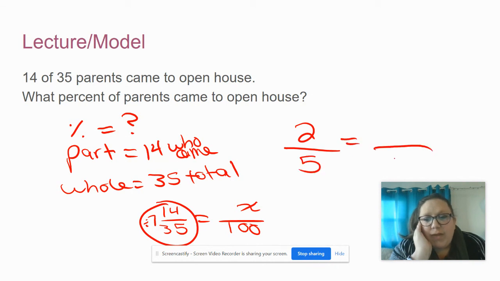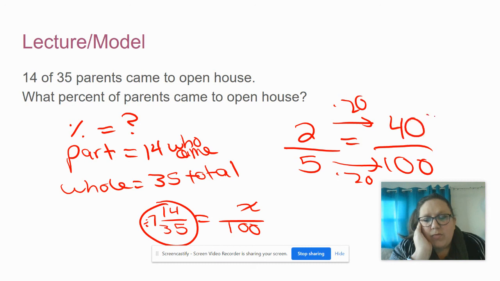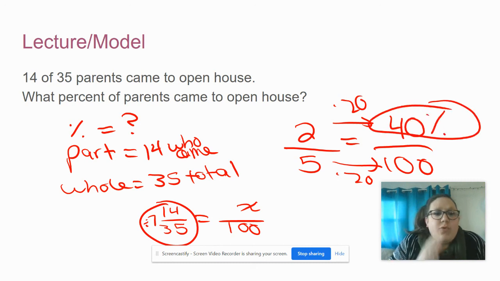So now 2 over 5 would be what over 100? 5 times 20 is 100. 2 times 20 would be 40%. 40% of parents came to open house. This is because 14 over 35 simplifies to 2 over 5. 5 times 20 would bring you to 100. 2 times 20 would bring you to 40. 40 over 100 is 40%.